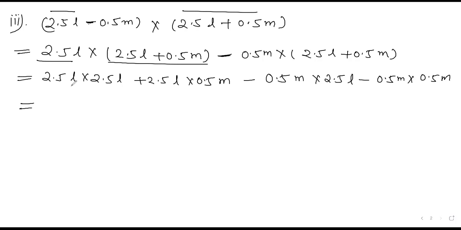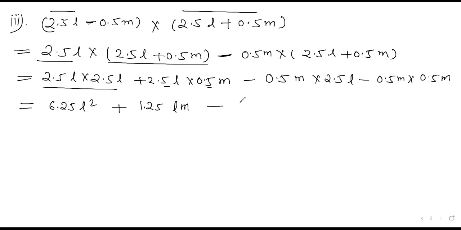Okay, so this will give you 6.25 L square. If you multiply 2.5 by 2.5 you get 6.25, and L into L gives you L square, and this will give you LM, and 25 fives are 125 and 1.25 simply because of this. If you first forget the decimal points, 25 fives are 125. Now the decimal point will be after 2 digits.